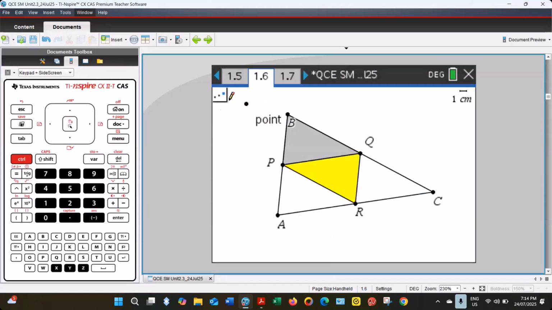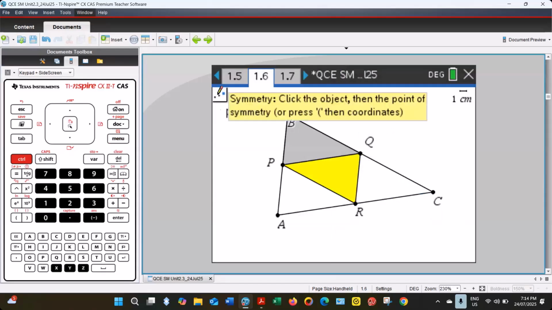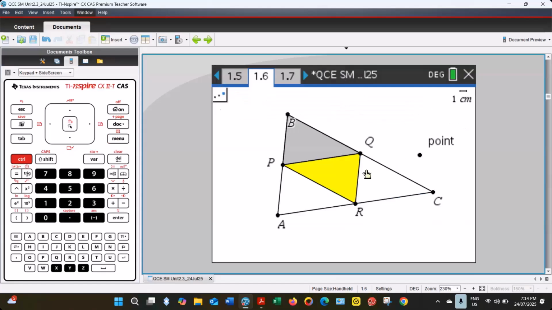So how do you use the symmetry tool? You click the object, then the point of symmetry. So I click the object, and so it's symmetrical about that point. We can see, around whatever point, wherever I move the point, it's symmetrical about that point. So we see Q dashed, R dashed, P dashed, and it fits neatly over that triangle and that one and that one. So that's the symmetry transformation.